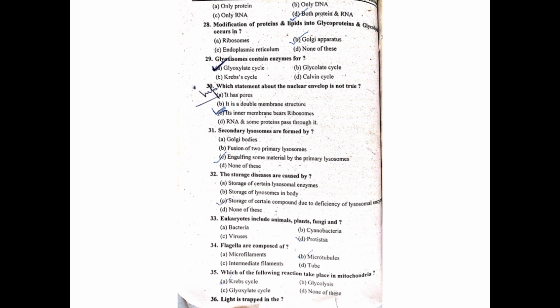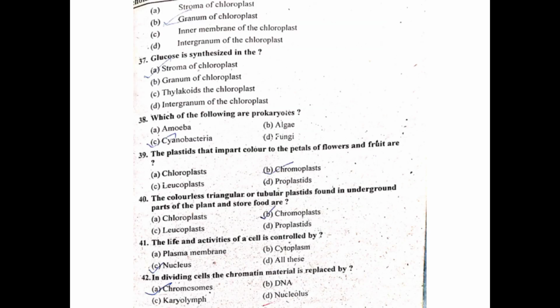Which of the following reaction takes place in mitochondria? Krebs cycle, glycolysis, glyoxylate cycle, none of these. The correct option is Krebs cycle. Light is trapped in the stroma of chloroplast, granum of chloroplast, inner membrane of chloroplast, intergranum of chloroplast. The correct option is granum of chloroplast. Glucose is synthesized in the stroma of chloroplast, granum of chloroplast, thylakoids of the chloroplast, intergranum of the chloroplast. The correct option is stroma of chloroplast.